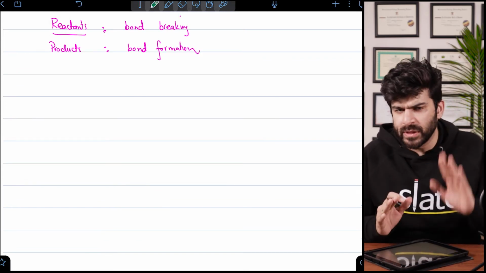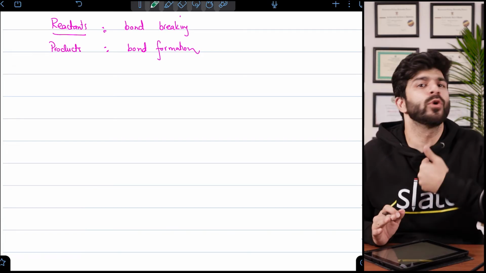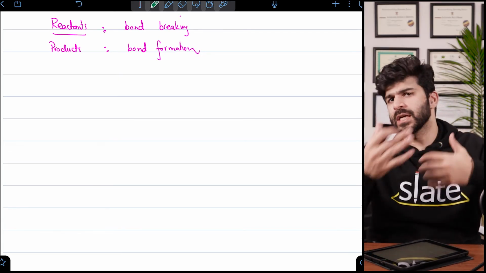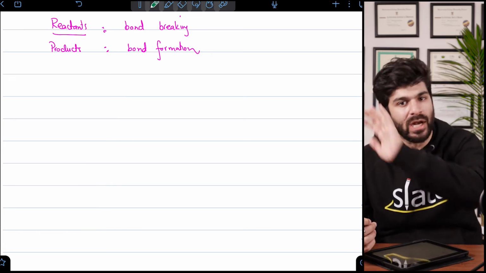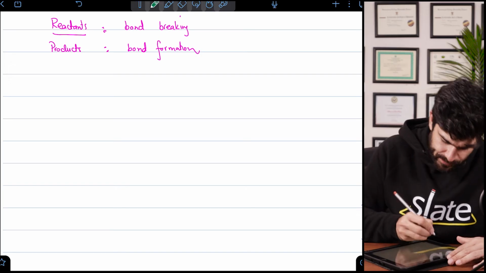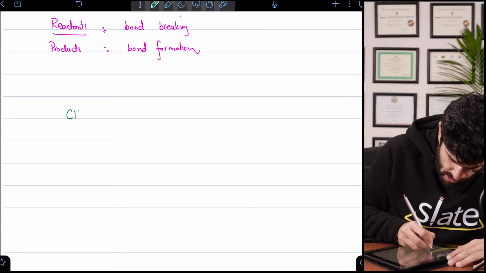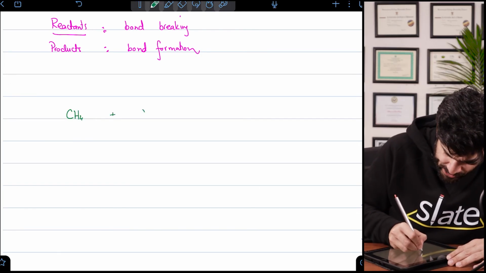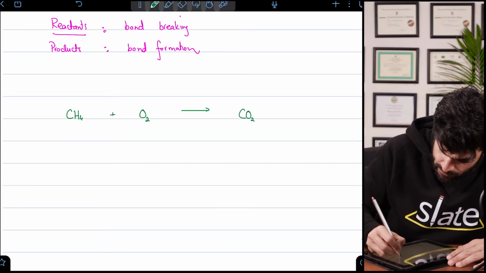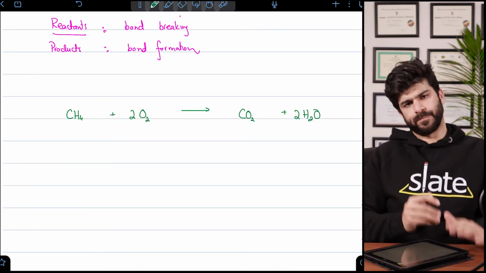You will be provided with the bond energy values. Even I don't remember them, that's why. So don't worry about that. Let's do a hypothetical question where the bond energy values will not be given, but we need to understand the concept. Let's see. Let's burn methane in oxygen. We get carbon dioxide and 2 moles of water, 2 moles of oxygen.